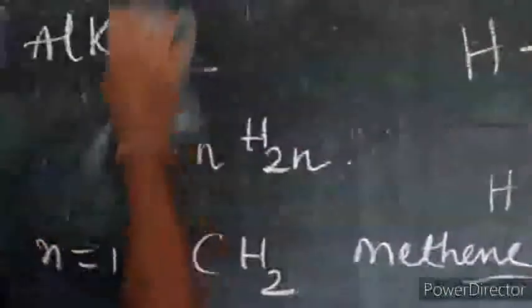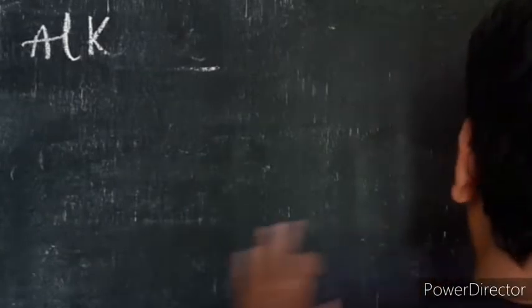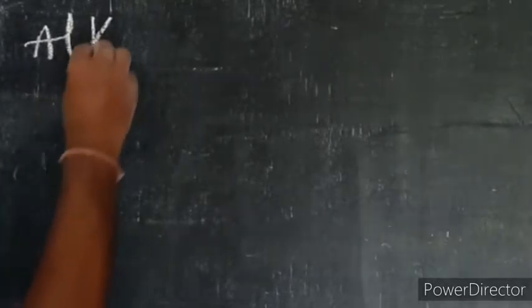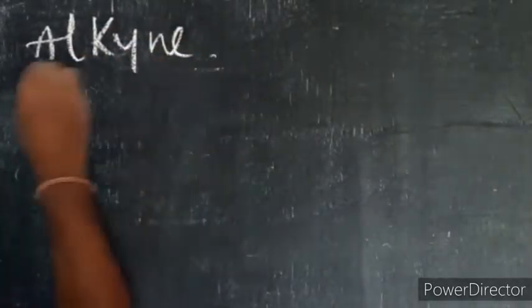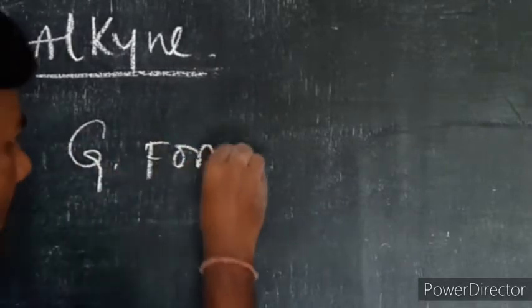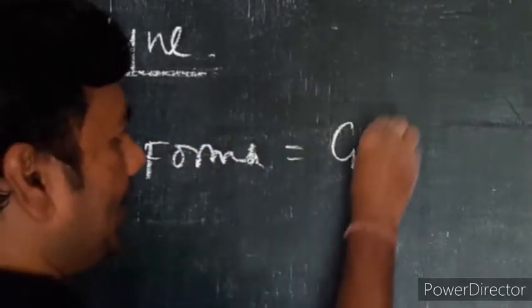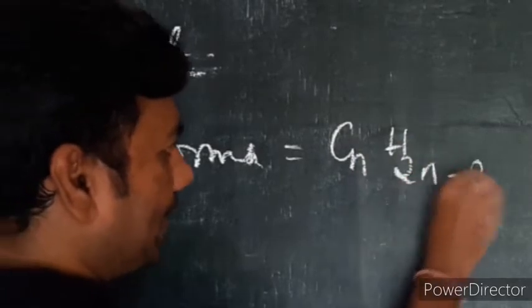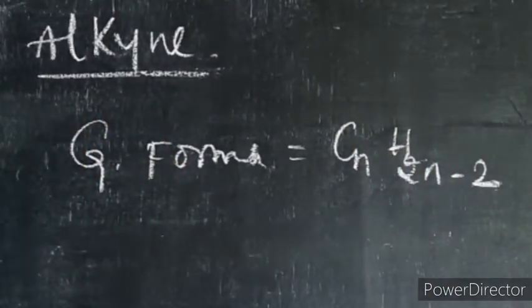So next comes alkyne, YNE. The next carbon compound is also unsaturated, because there will be a triple bond between carbon and carbon. So alkyne, YNE. The general formula will be CnH2n minus 2. This is very important.